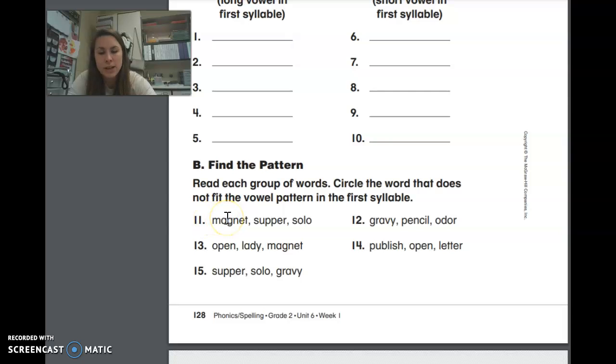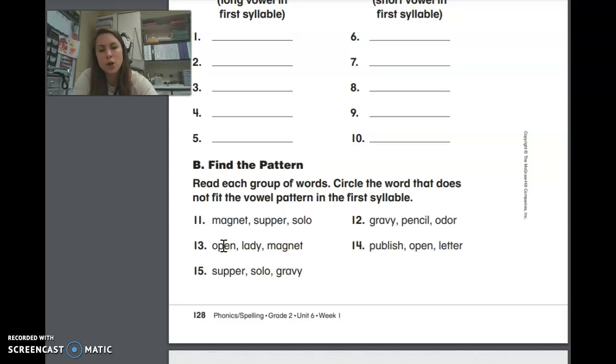So if I look at number 11, I see magnet, supper, solo. Notice how magnet and supper have a short vowel sound, but then I come to solo and I hear a long O, a long vowel. So solo does not belong. Number 12, gravy, pencil, odor. So looking at your short and long vowels, think about which one does not belong.